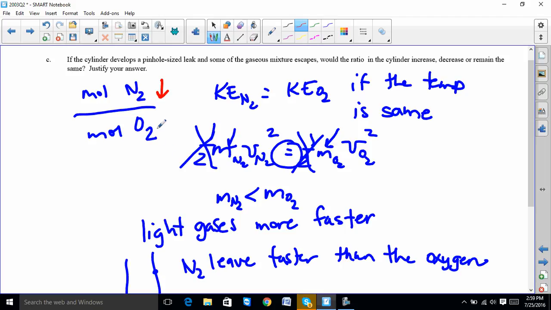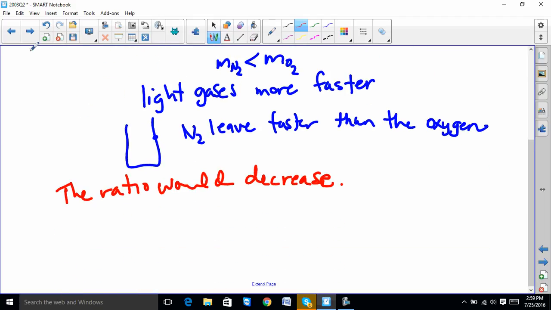Interesting thing, they're both decreasing because there's a hole. That's what happens when you puncture a tire. But this is leaving faster than this, and so the ratio decreases. I hope I did a good job explaining that.